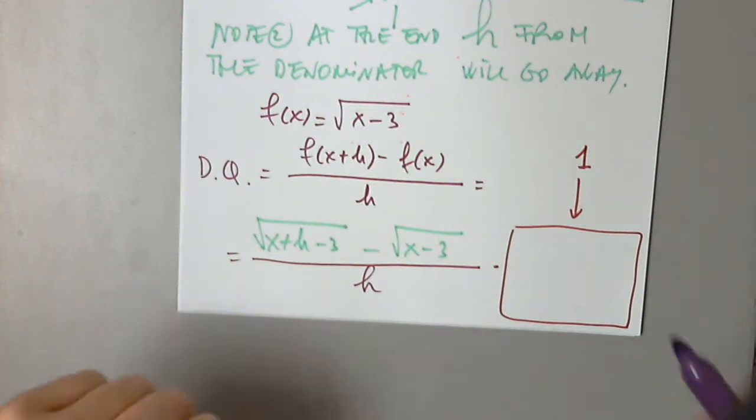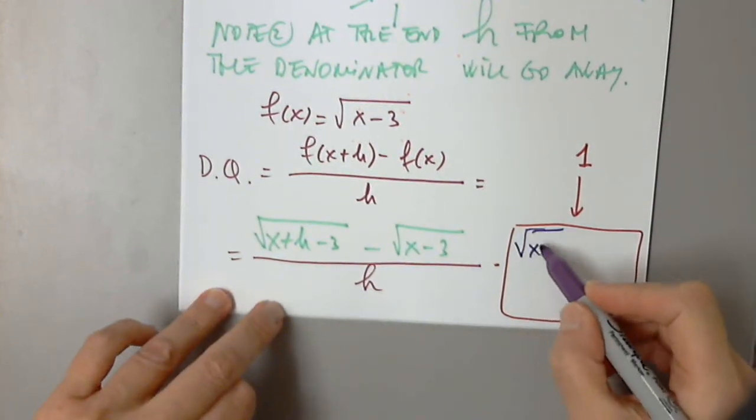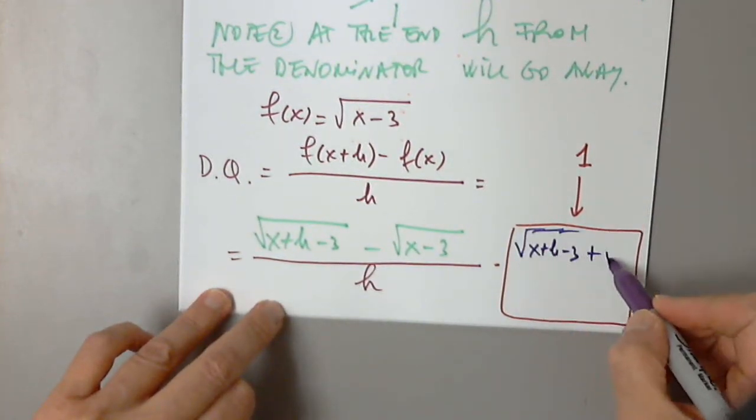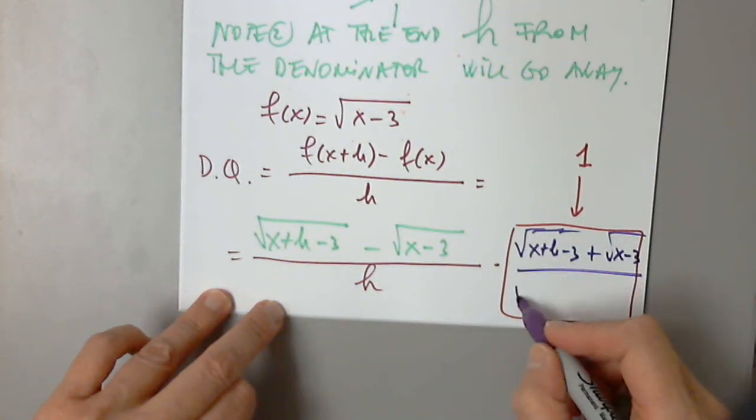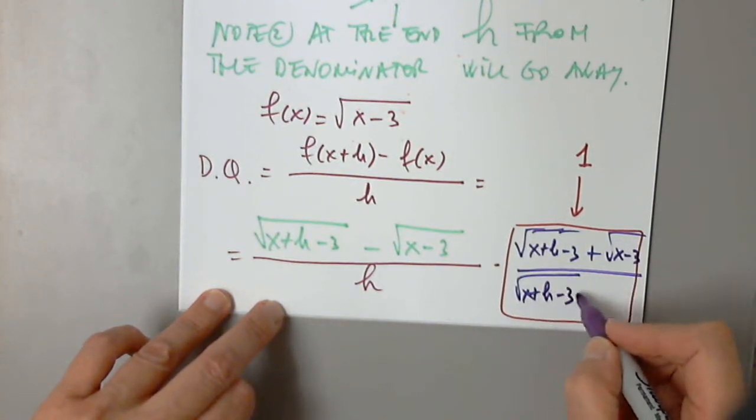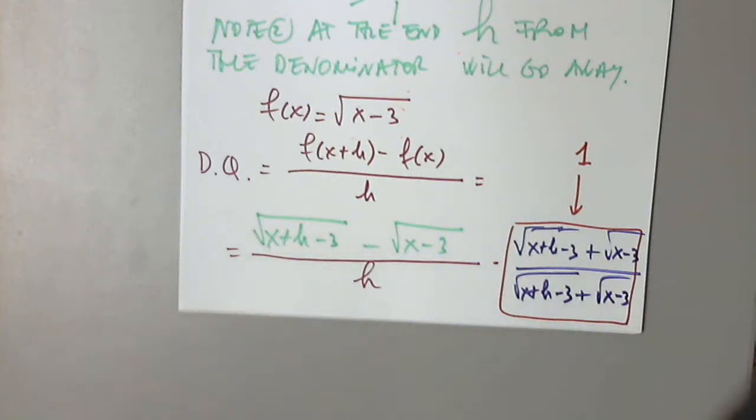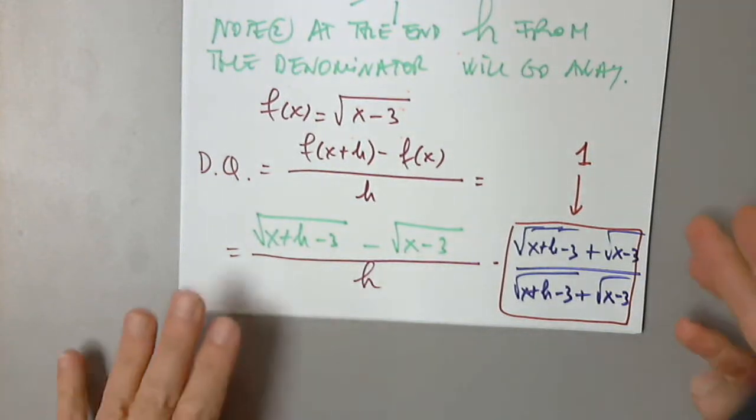We need the conjugate. The square root of x plus h minus 3 plus the square root of x minus 3, over the square root of x plus h minus 3 plus the square root of x minus 3, of course. And that is 1. Because we multiply and divide by the same quantity, we have not changed anything. This is 1. But now when I multiply them, a lot of things will change.